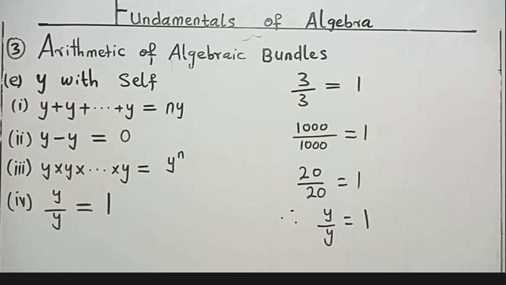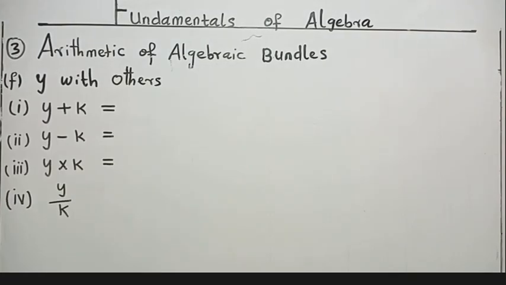Let us now pay attention to the last one, which is operations of the bundle with other numbers apart from 1, 0, and self. Let's find out. Right, and here comes the last one. It is arithmetic operations of y, that's a bundle with other numbers.